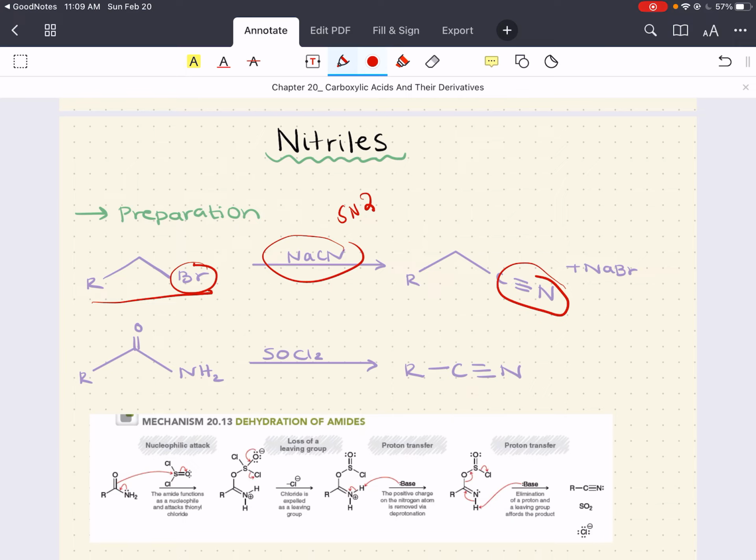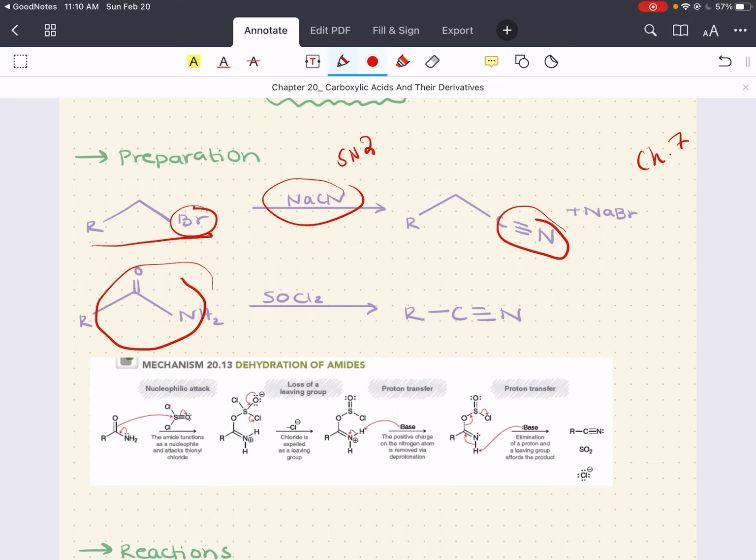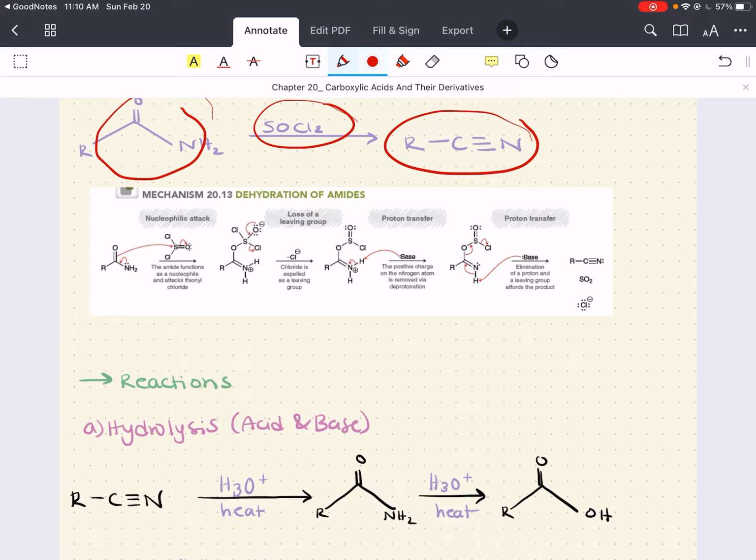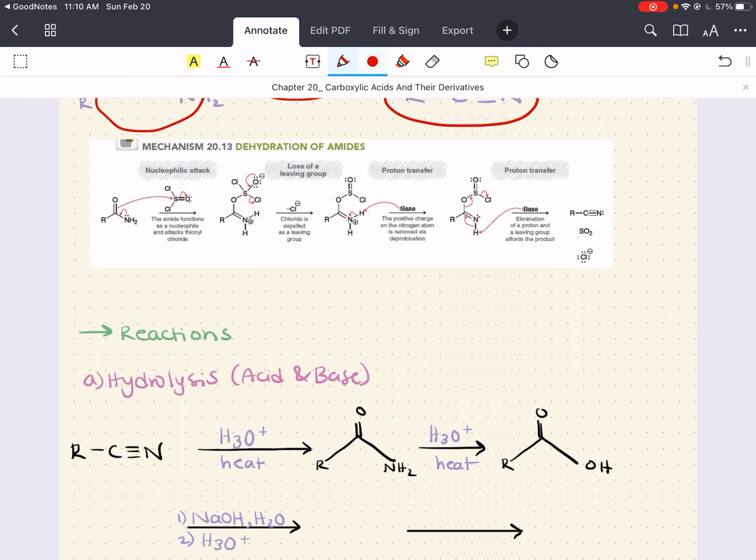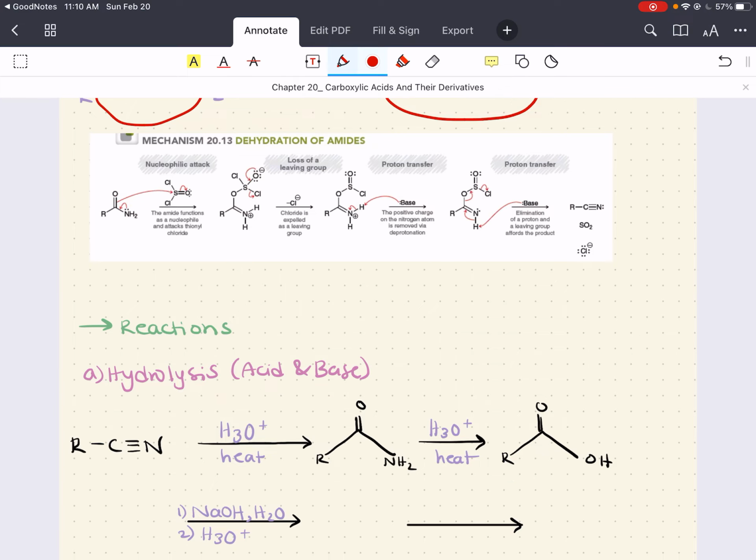All right, fantastic. This is some throwback to chapter 7, our substitution reaction. All right, now, nitriles can also be prepared via the dehydration of an amide. So if you start off with an amide, and treat it with your thionyl chloride, SOCl2, you can get this cyanide group right here.